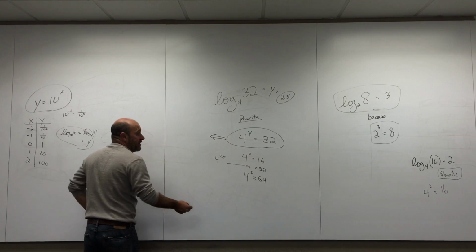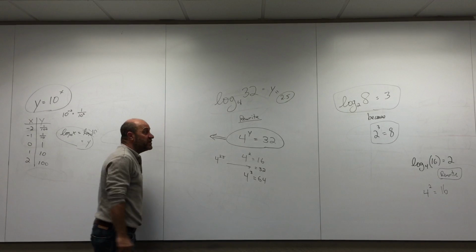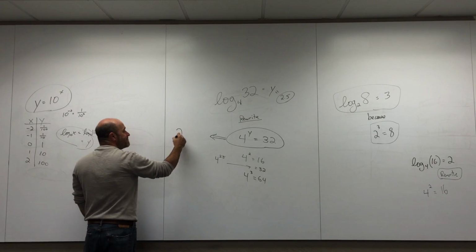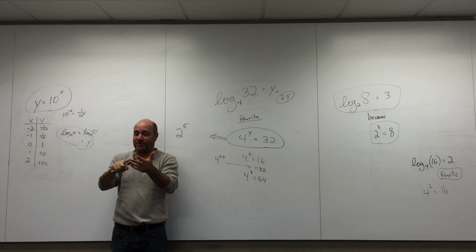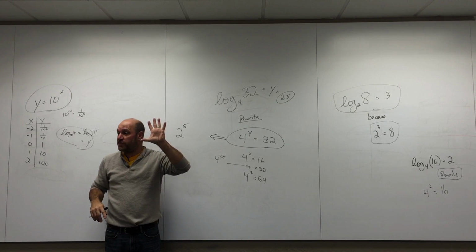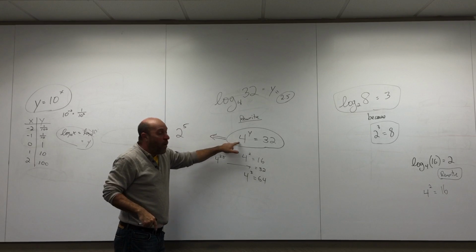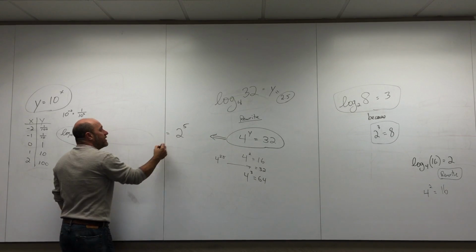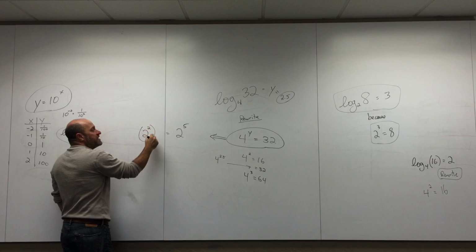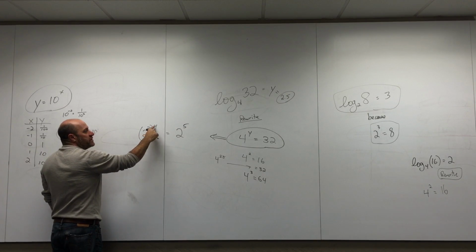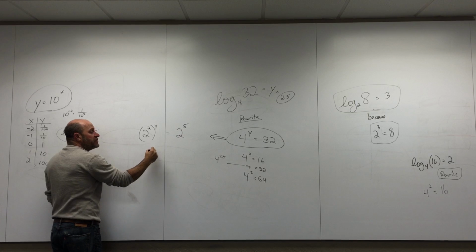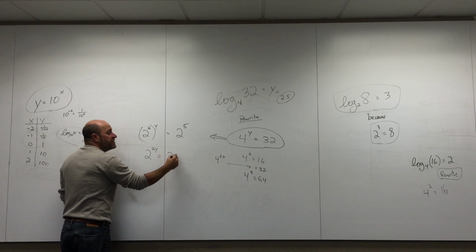So let's play around here a second. You happen to know that 32 is 2 to the 5th? Did you know that? Maybe you didn't know that. But 32 is 2 times 2 times 2 times 2 times 2. It's 2 to the 5th. A 4 is a 2 squared. So check this out. This is 2 squared raised to the y. Hey, what do you do when you have exponents raised to further exponents? Do you know the rule here? You multiply those. So this is 2 to the 2y equals 2 to the 5th.